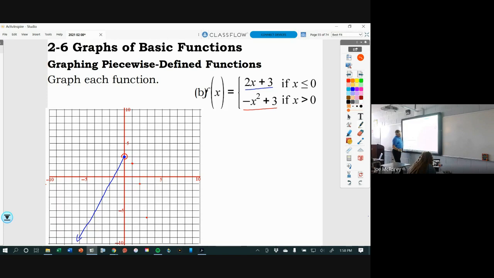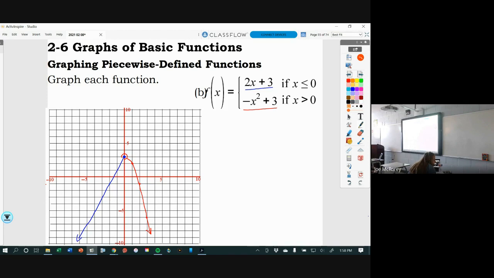Do my red dots form a parabola look? Yes. So it kind of went down like this, and then steeper, and then steeper, and so on. And folks, there's your piecewise function.